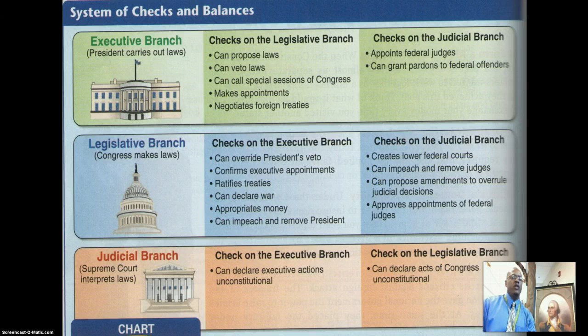And so I've given you a chart here to break down the roles and responsibilities and how they can check one another. We'll take a look at this in an activity to follow tomorrow on checks and balances within our legislative, executive, and judicial branches.